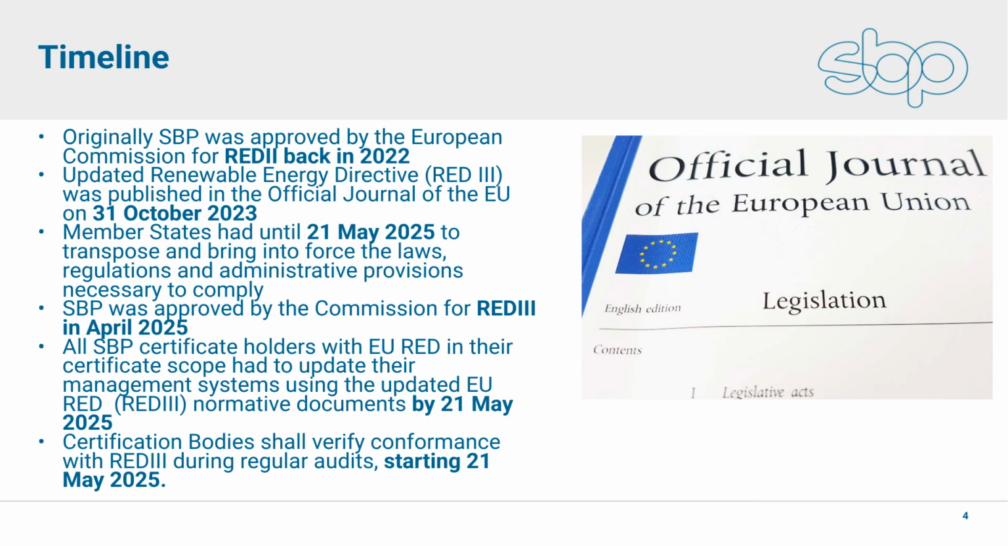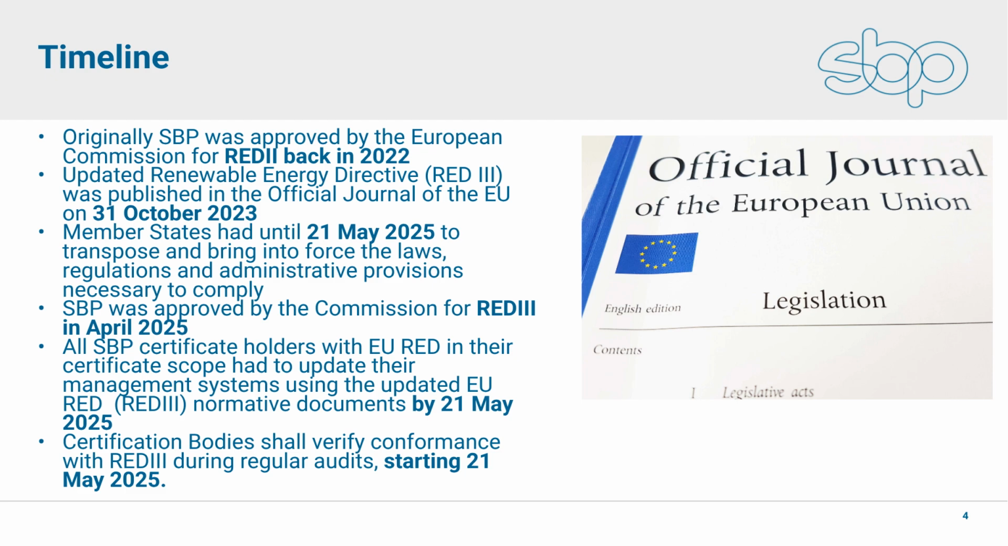Now, let's look at the key milestones in the EU RED and SBP timeline. SBP was originally approved by the European Commission for RED 2 in 2022. The updated Renewable Energy Directive, RED 3, was published in the Official Journal of the European Union on the 31st of October 2023. Member states then had until the 21st of May 2025 to transpose and implement the necessary laws and regulations. SBP itself was approved by the Commission for RED 3 in April 2025.